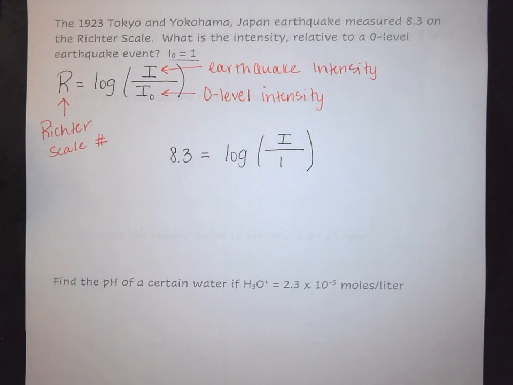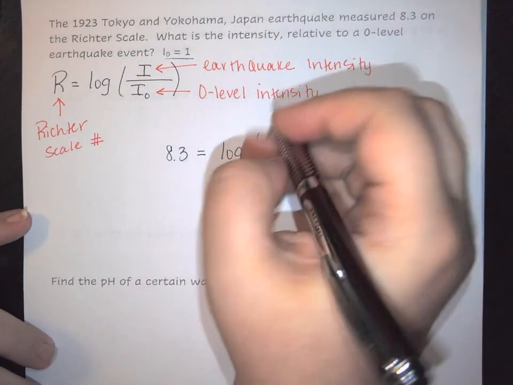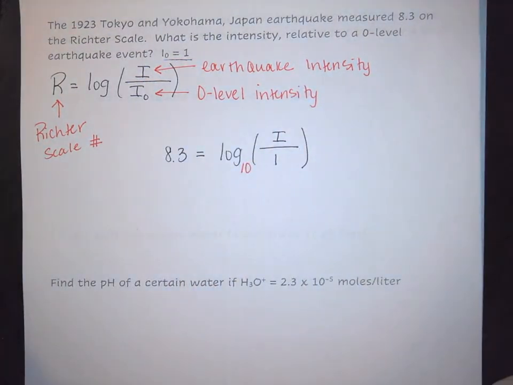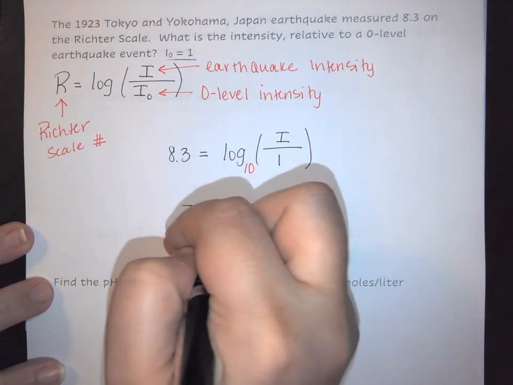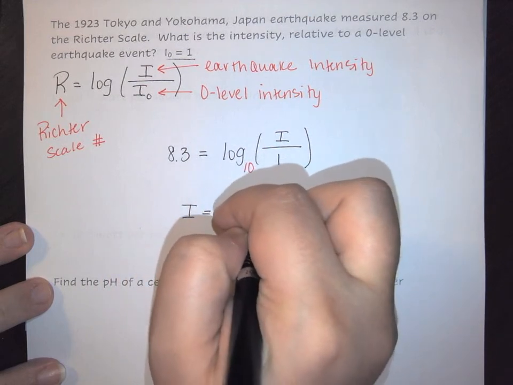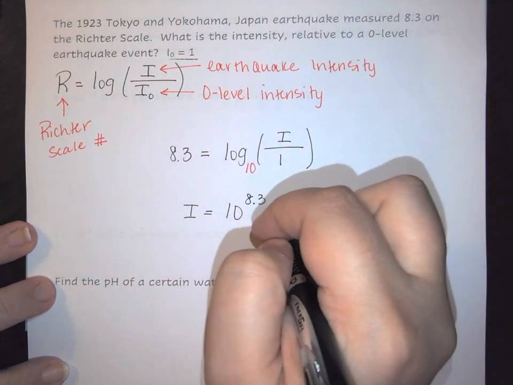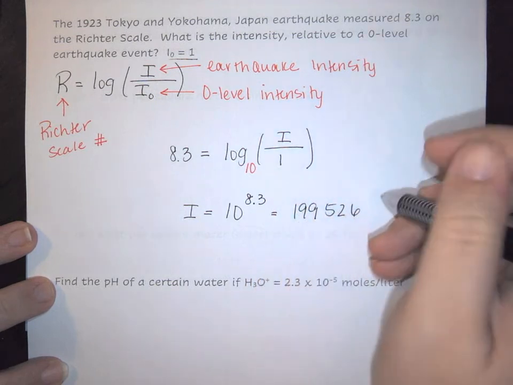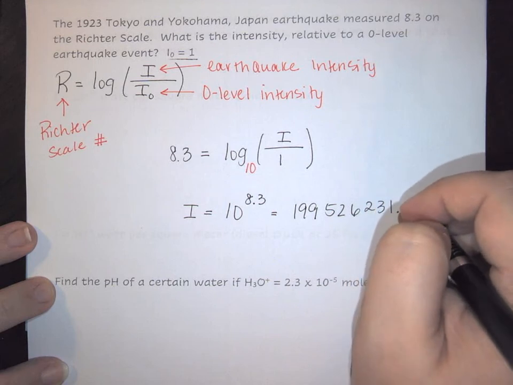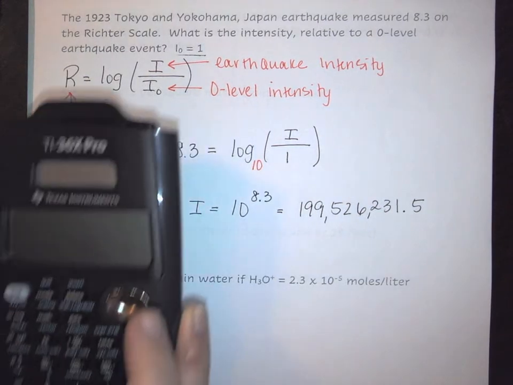And so we have to work backwards. The way that we do that is we need to remember when there is no base written, the base there is actually 10. So just like with everything else writing backwards, what we really have here is I is equal to 10 to the 8.3, and you would go ahead and do that in your calculator, and we're going to come out with I being 199,526,231.5.